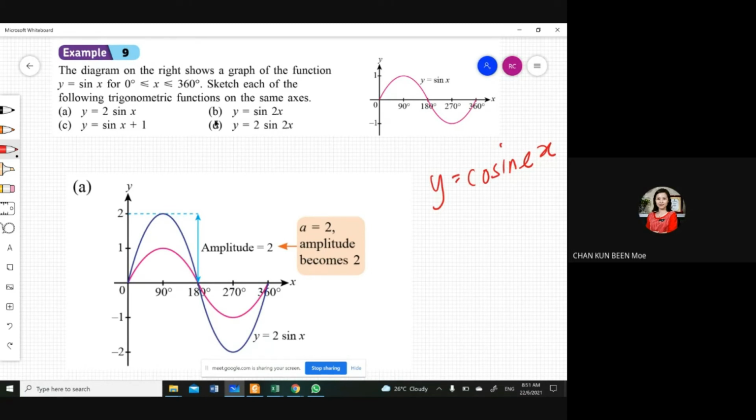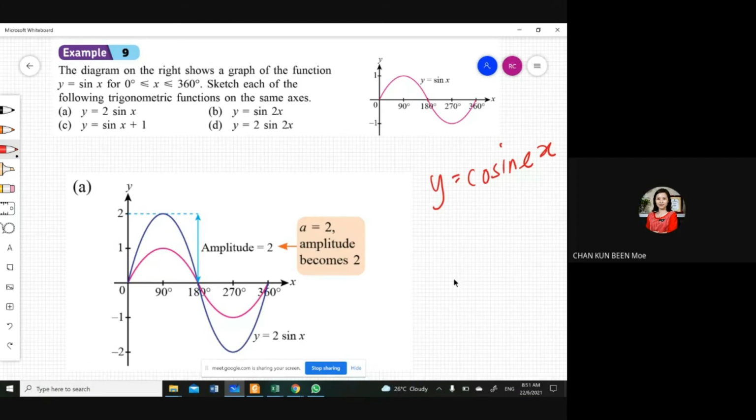So I move to the second one, b. y equals sine 2x. Meaning the amplitude doesn't change right now, but with 2x over here, the period will change. If it is 1x, meaning it's from 0 to 360. So when it becomes 2x, how many periods will there be in that 360 degrees? There will be 2 periods, correct.